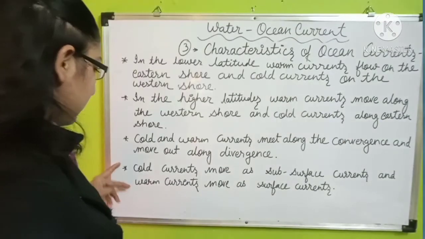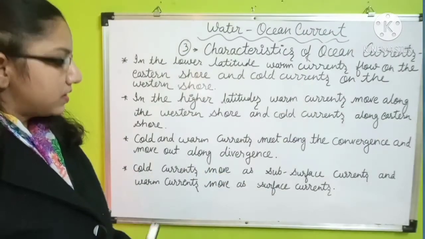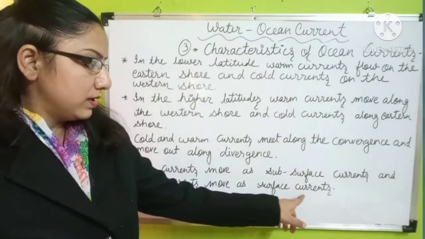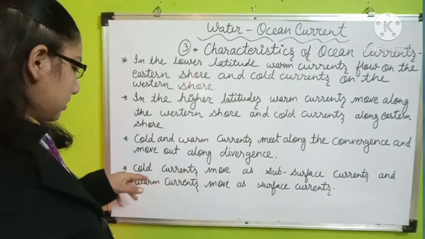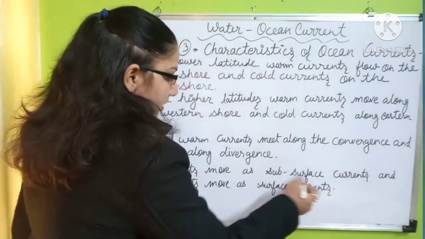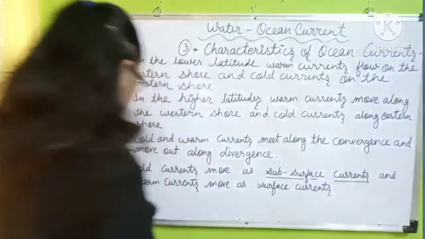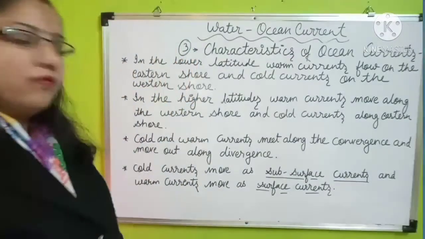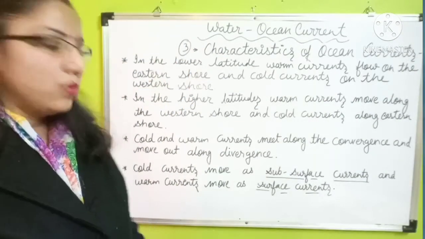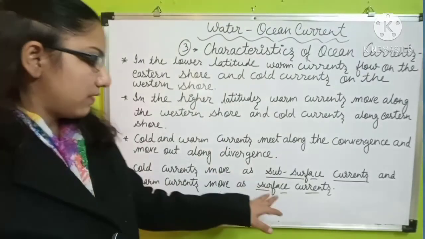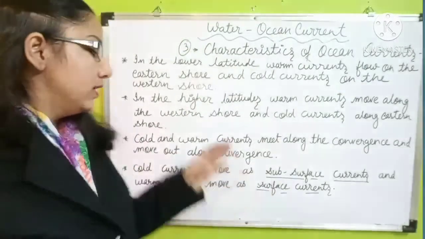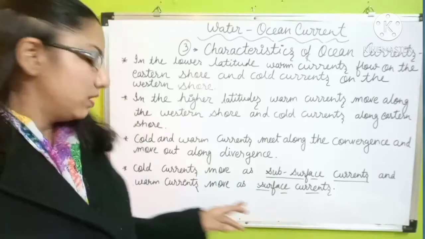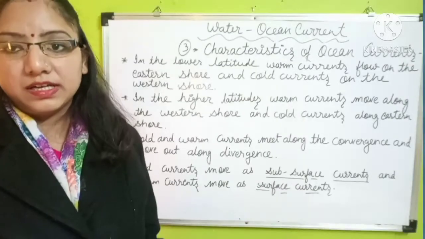Then another one is that the cold currents move as subsurface currents and warm currents move as surface currents. So that is also important: cold currents move as the subsurface current, and the warm currents move as the surface current, because the warm water is lighter as compared to the cold current. So that's why it moves at the surface, and the cold water is a little heavy, so it is known as the subsurface. And the heaviness and lightness of the oceanic current also depends on its salinity.